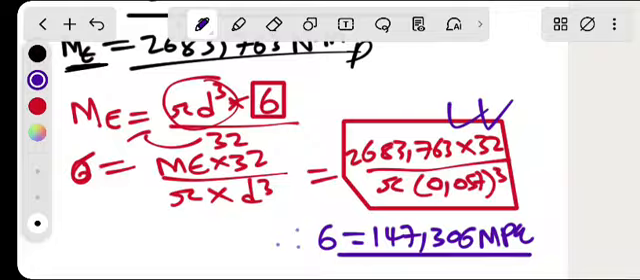This is what we have. By the way, this is what we have, guys.